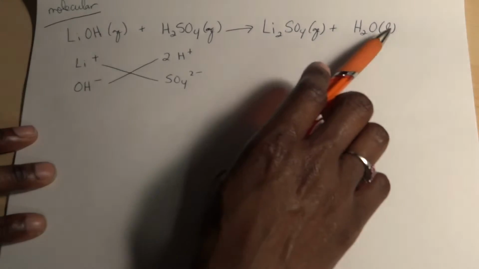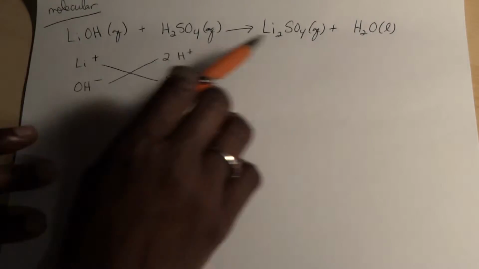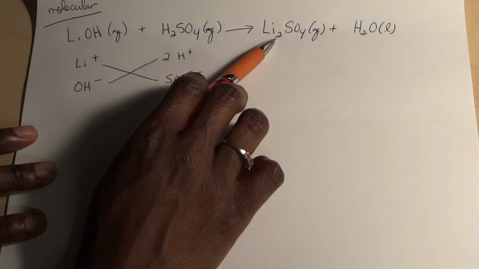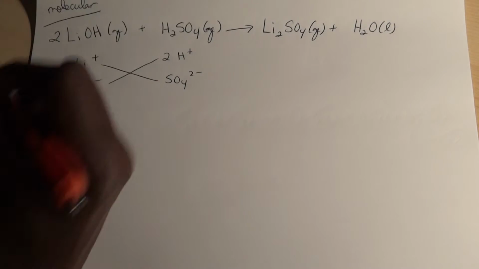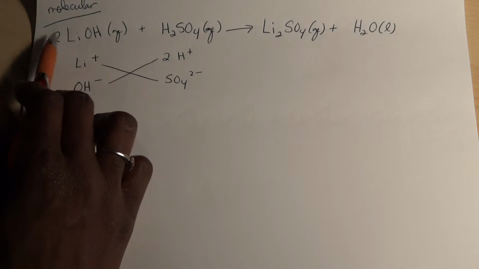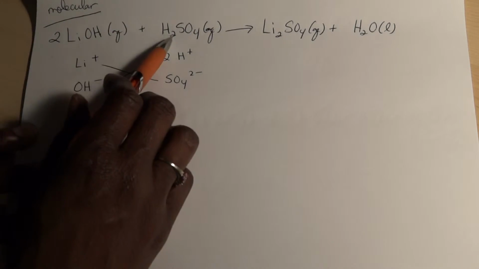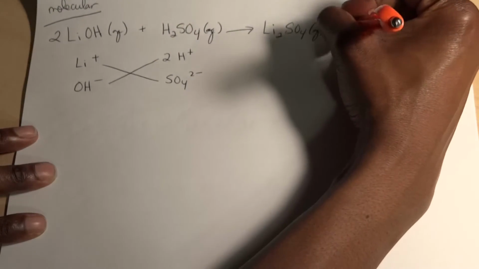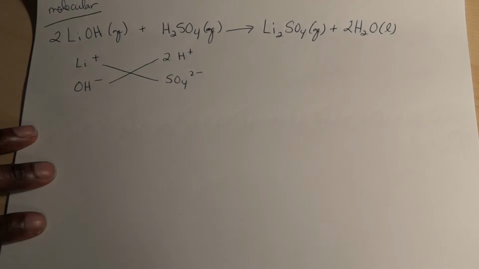Now we want to balance it. We made water, so the reaction will occur. So we're going to balance it. We have 2 lithiums here, so we're going to put a 2 here for 2 lithiums. And then now we have 4 hydrogens. 2 and 2 is there. So we're going to put a 2 here to make 4 hydrogens.